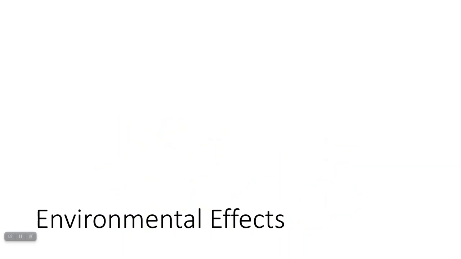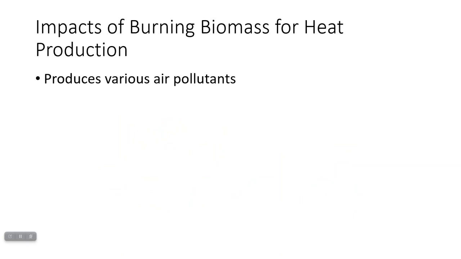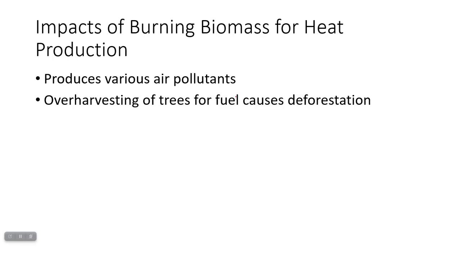So, what are some of the environmental effects of using biomass? Well, if you use biomass and you burn it for heat production, it produces a lot of air pollutants. Some of the air pollutants it produces are carbon monoxide, carbon dioxide, some nitrogen oxides, some VOCs, and I think that's about it. So it does produce a lot of pollutants, especially if you're just burning this, say, in a fireplace or in a cooking stove. And I forgot particulate matter. That's the one I was missing. And then if you are burning trees for warmth, if you overharvest trees, that can cause deforestation.